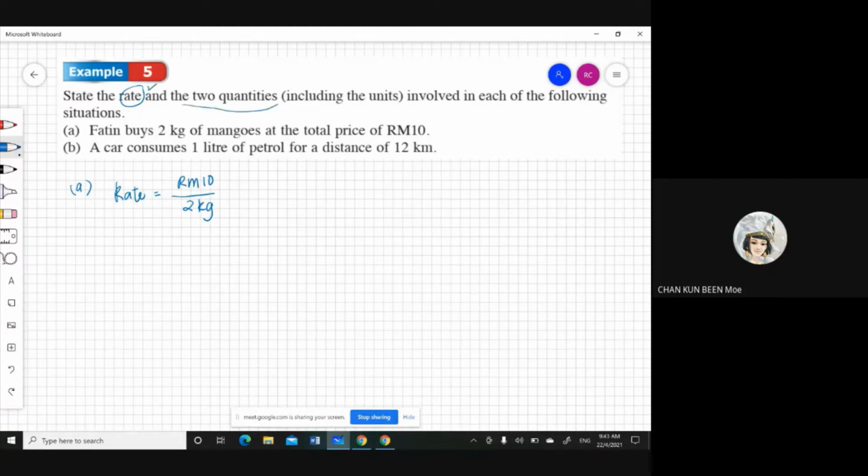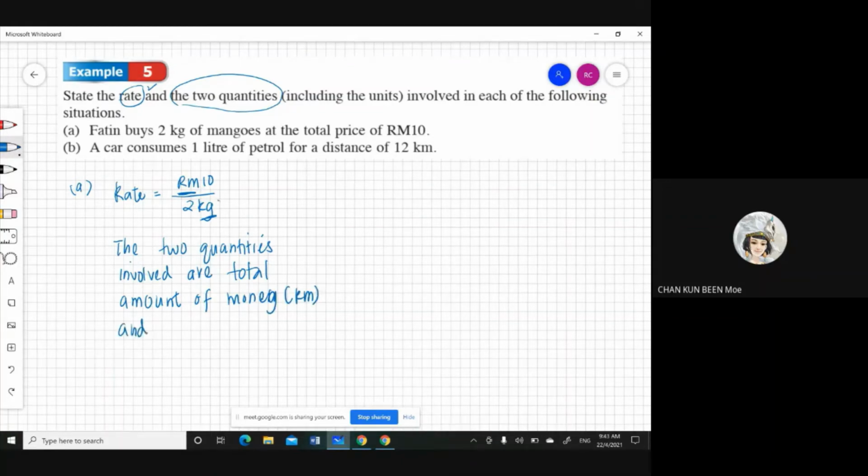So we need to state the two quantities involved. You write down like this, the two quantities involved are, what is the quantity that involves this and this? What is this? Ringgit. Okay, ringgit is actually the total amount of money in RM. You remember this word, total amount of money. And what about kilogram? This is referring to what? Mass. So in bracket, kilogram. So the two quantities involved are total amount of money in RM and the mass in kilogram. Whenever you see an amount of money, you just use the words total amount of money. Okay, so A, we have done it.